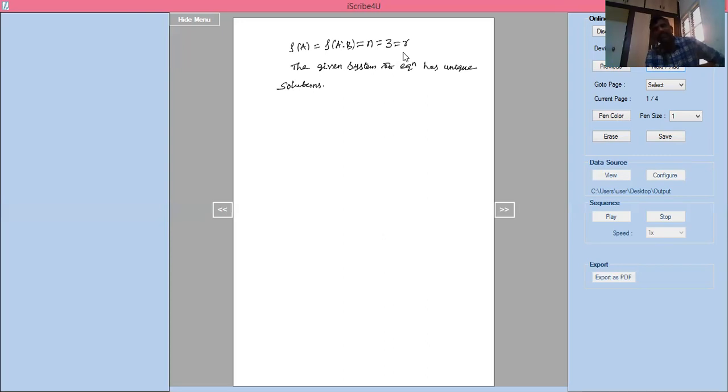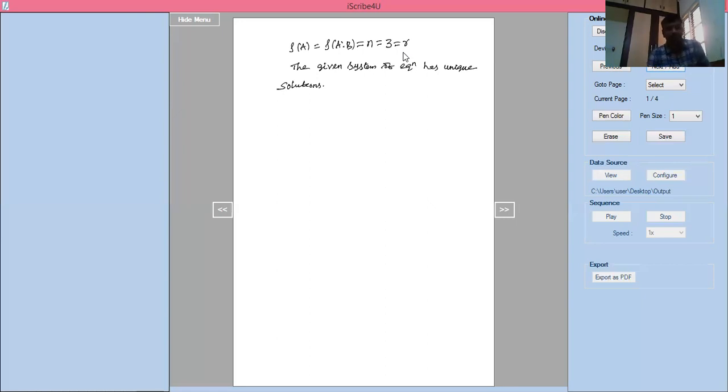Rank of [A|B] equals n equals r. Rank of A equals 3. Rank of [A|B] equals n equals r, where r should be 3 and the number of variables should also be 3. The rank of the matrix should be 3, so the given system of equations has a unique solution.